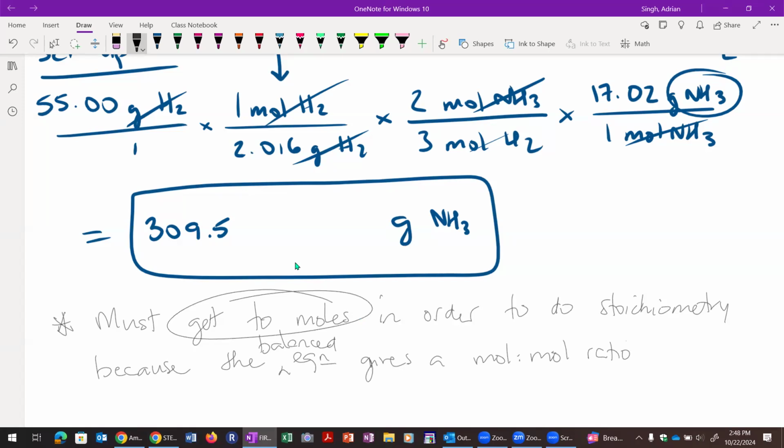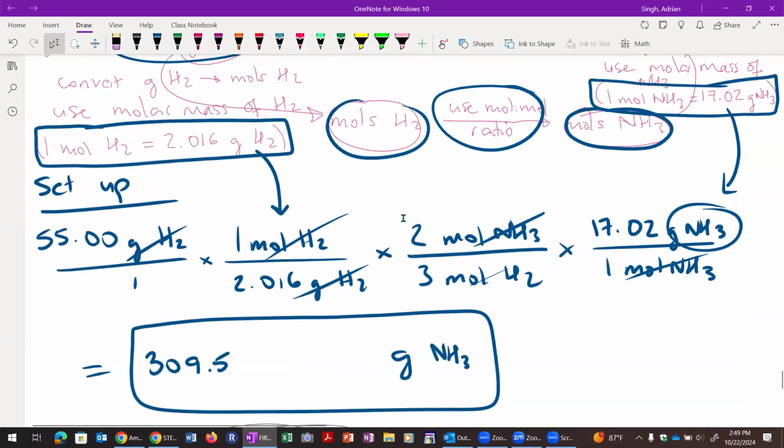So in our example here, we went from grams of something into moles of that thing, and we used the molar mass of that particular thing. All of your stoichiometry problems are going to boil down to this: getting to moles and using the mole to mole ratio. And then if we need to convert the moles back into grams, we use the molar mass of whatever the second thing is given in the problem.